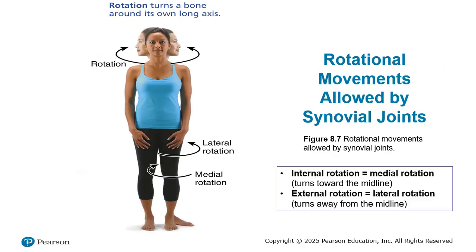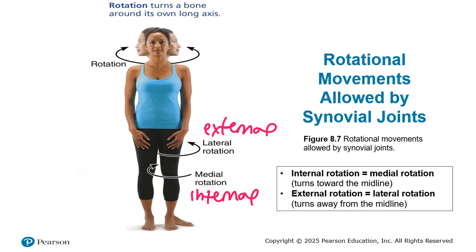Let's focus on rotation. And we said we had two types of rotation, which is going to be medial rotation, or you can also call it internal rotation, or lateral rotation, which you can also call external rotation. So when I see lateral here, I can say external. When I see medial here, I can say internal.